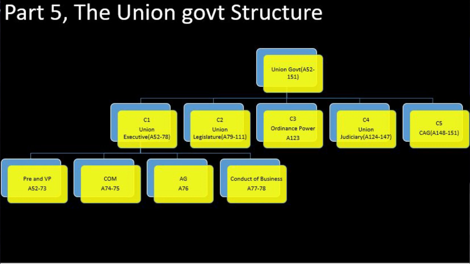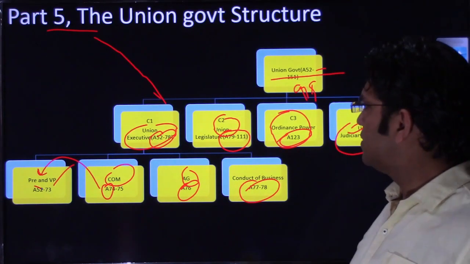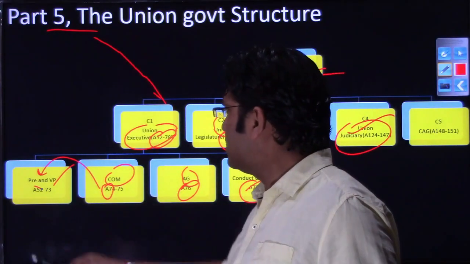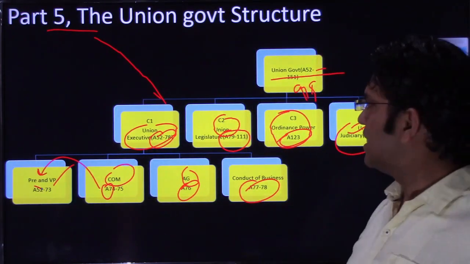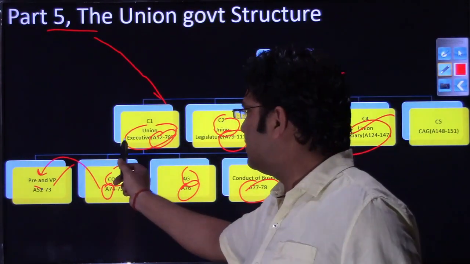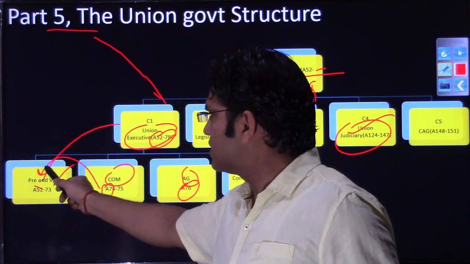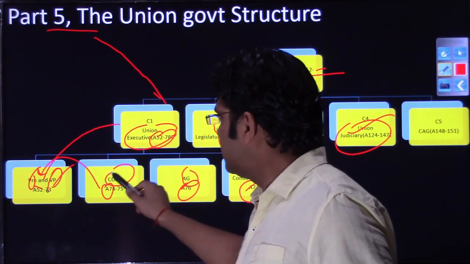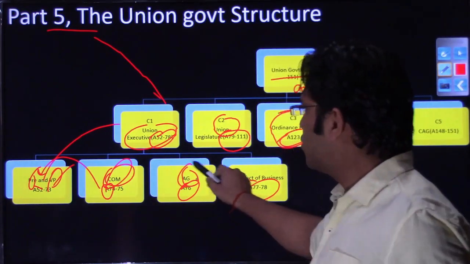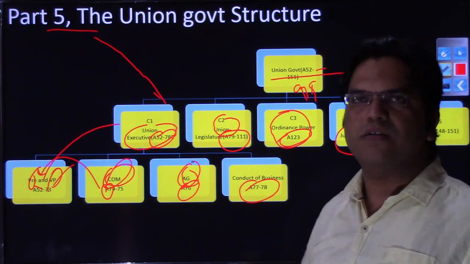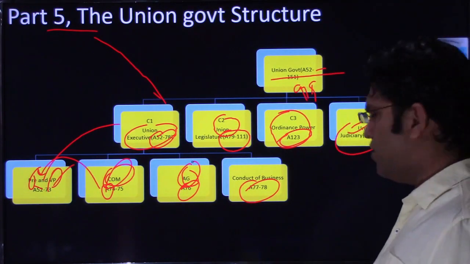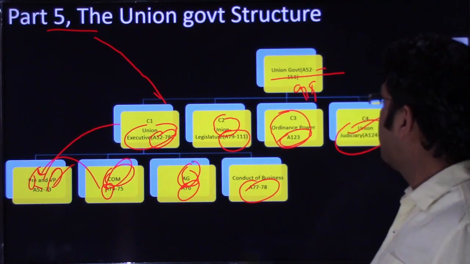Okay, coming back to this chapter again. In Union Executive you have President, Vice President, Council of Ministers, and Attorney General. So there can be one question from here itself: what does Union Executive consist of? Union Executive consists of these 4 things: President, Vice President, Council of Ministers, and Attorney General. That can also be a question in any of the statements of any prelim question.